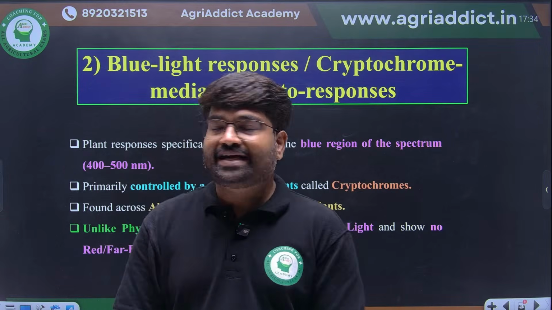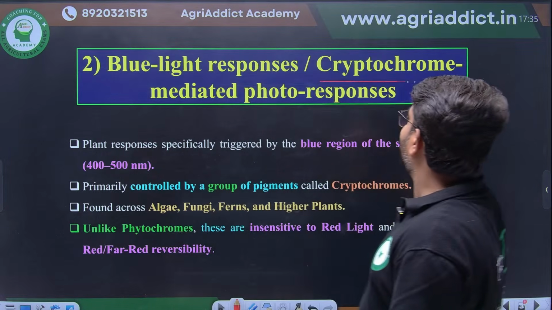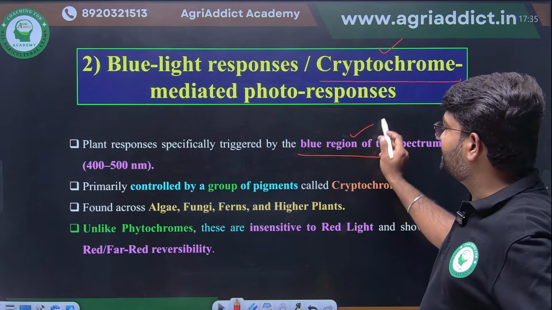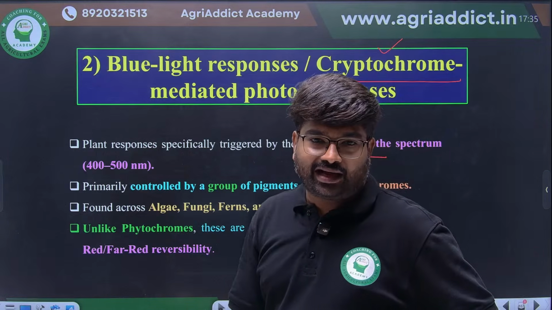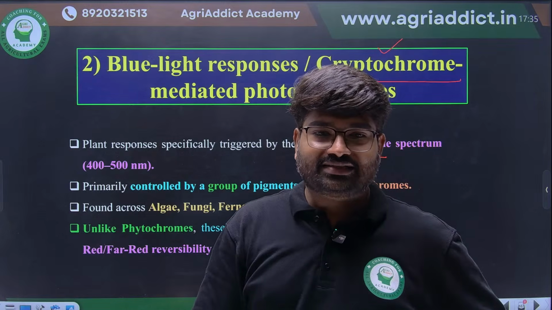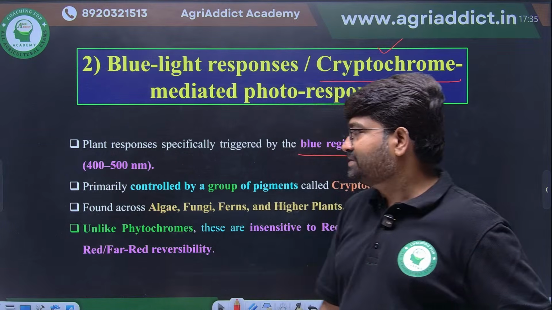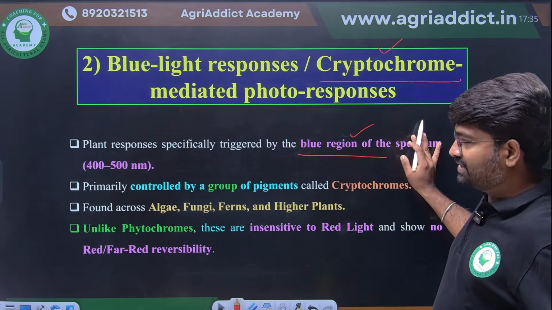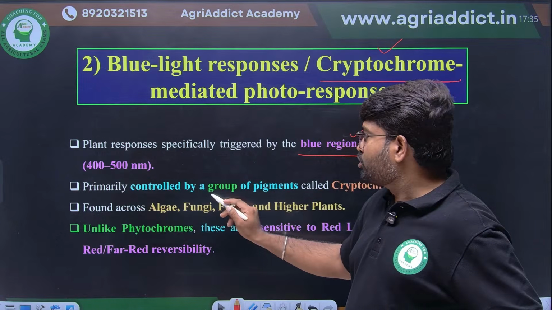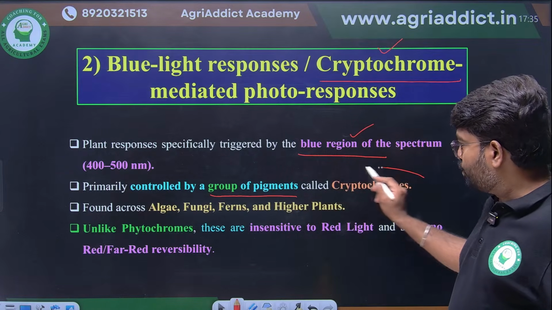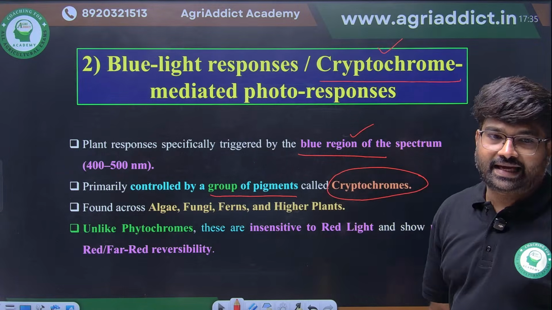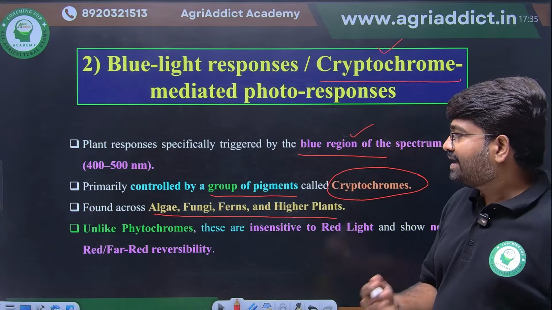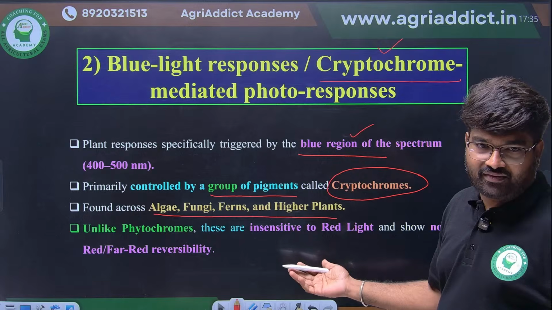Next we are going to see cryptochromes. The most important thing: cryptochromes are blue light absorbing pigments. This is the key point they are going to ask in the exam. Plant responses specifically triggered by the blue region of the spectrum are primarily controlled by a group of pigments known as cryptochromes. These are found across different organisms: algae, fungi, ferns, and higher plants.